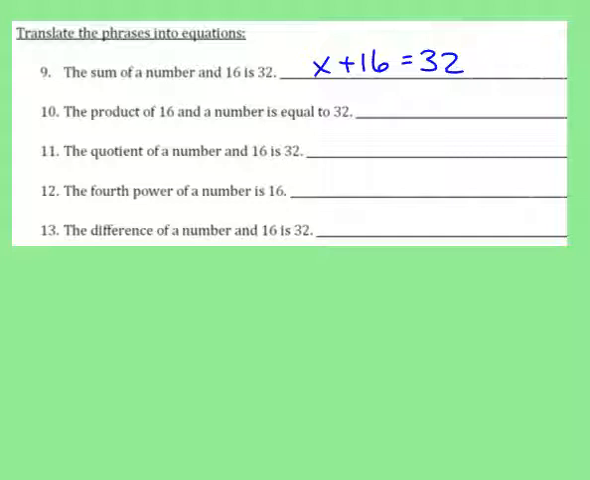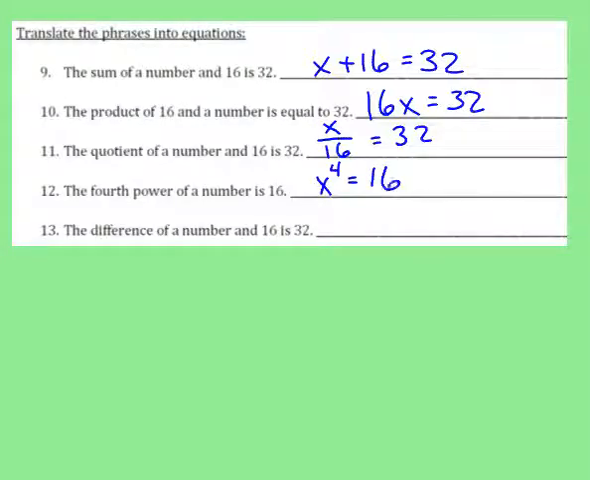The product of 16 and a number is equal to 32. So the product is multiplication. Notice that all these have a difference. Quotient of a number and 16. So I would write that number, quotient 16 is division, equal to 32. The fourth power of a number. So x to the fourth is equal to 16. And last but not least, the difference of a number. So x, 16, difference is subtract, is equal to 32.